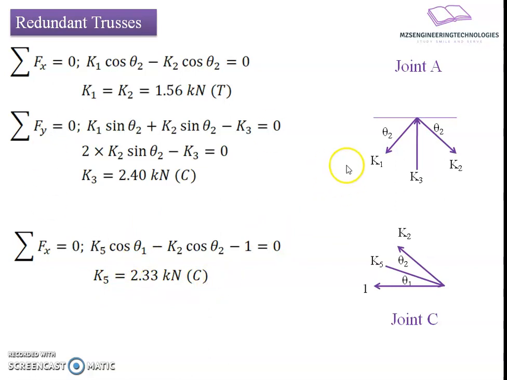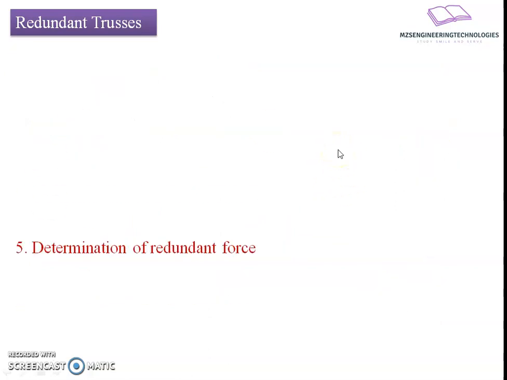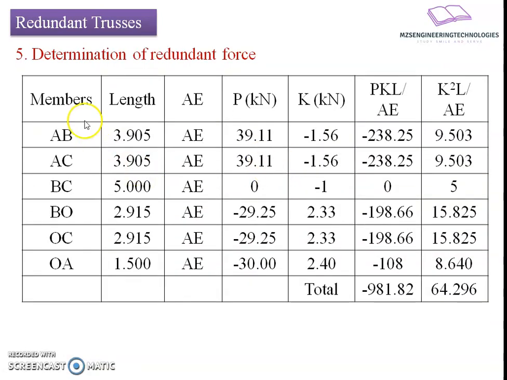After knowing the K forces and P forces, I will put the result in a tabular format so as to have the product here. The first column will be of member: so member AB, AC, BC, BO, OC, OA. Likewise, then the respective length which we have found with reference to geometric relation. AE is given as a constant, that's why I put AE as a constant here. P values we have got 39.11, 39.11, they are compressive, whereas 29.25, 29.25, this for tensile, that's why negative sign is in there, and minus 30, that was the member force OA.